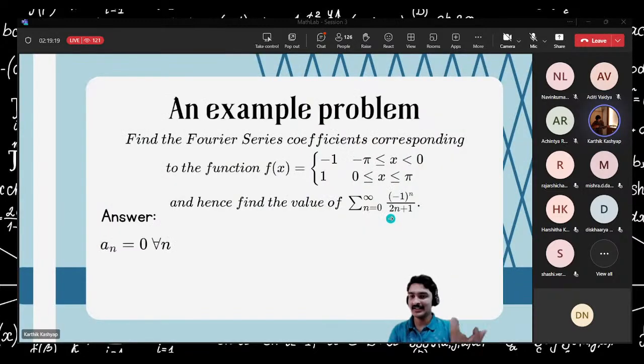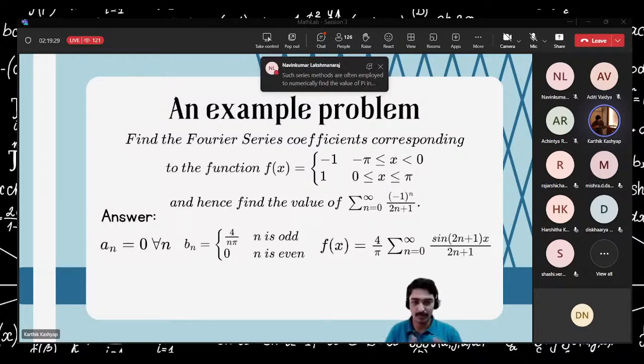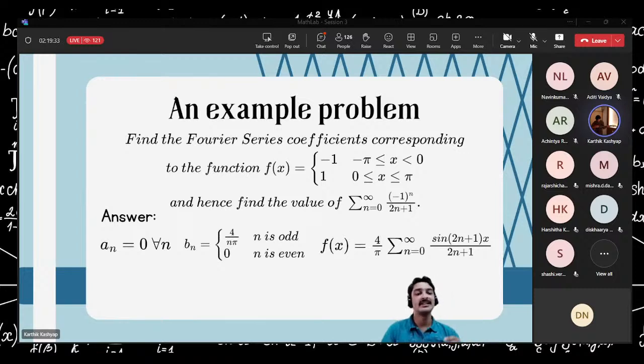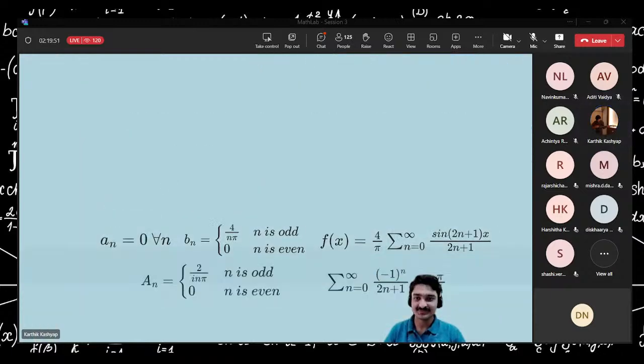So moving on again, as you have seen, an is 0 for all n because it's an odd function, and then bn is 4 by n pi when n is odd and 0 when n is even, and the Fourier series is again 4 by pi times the summation n is equal to 0 to infinity sine (2n plus 1) times x by 2n plus 1. Now we can also solve this in terms of the exponential Fourier series. Again, the method is exactly the same because it's just a different representation of the same thing. So we will get this, and the summation again we got as pi by 4. So we have solved this question.